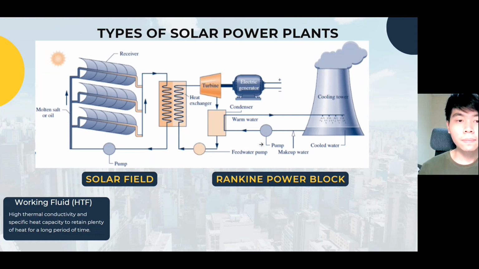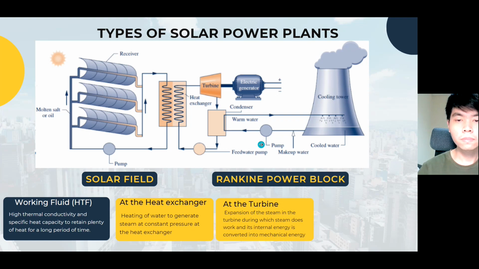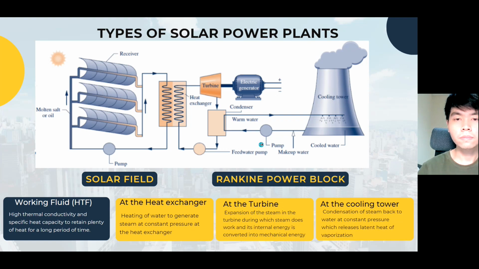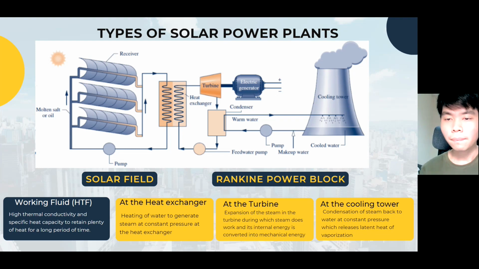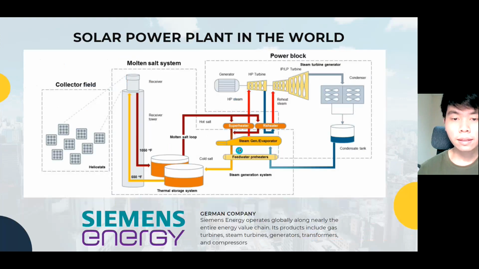However, this certainly is just a simple representation of a concentrated solar power plant system. In the real world, big energy companies such as Siemens Energy AG have a more intricate setup to make the process output more efficient. And it looks something like this.